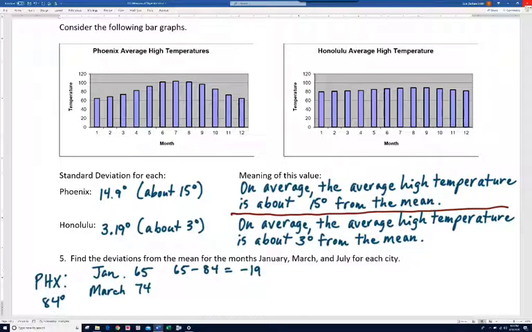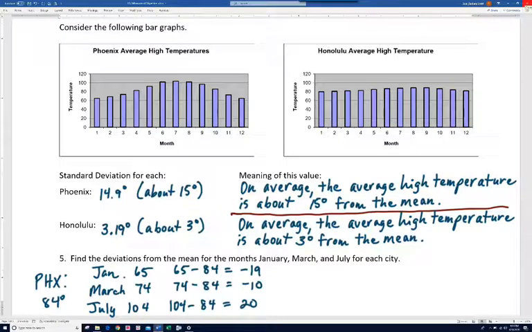In March, the average high temperature is 74 in Phoenix. So again, if we want to find the deviation from the mean, it's the data value minus the mean. So here we get negative 10, which tells me in March we're about 10 degrees below the mean for high temperatures. And then finally, I'm looking at July here, which has an average high temperature of 104. And so if you subtract to find the deviation from the mean, you get 20. So in July, on average, we're 20 degrees above the mean. And so just looking at these 3 months, it seems reasonable that on average we're about 15 degrees from the mean in Phoenix for high temperatures.